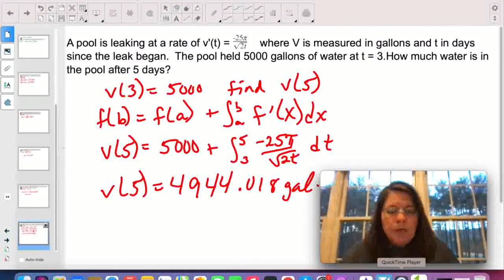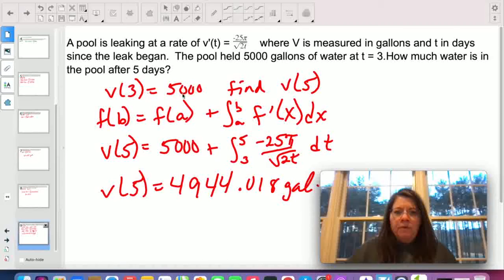So for this one, they gave us that v of 3 was 5,000. They wanted us to find v of 5. Here's our formula that we're plugging into. F of b, the endpoint, is equal to the left endpoint plus the integral from the left to the right endpoint of the rate of change. So v of 5 equals v of 3, which is 5,000, plus, now we don't have to go from 0 to 5. We don't have to go from where it started leaking. All we need to know is what it is at the endpoint they're asking us for.